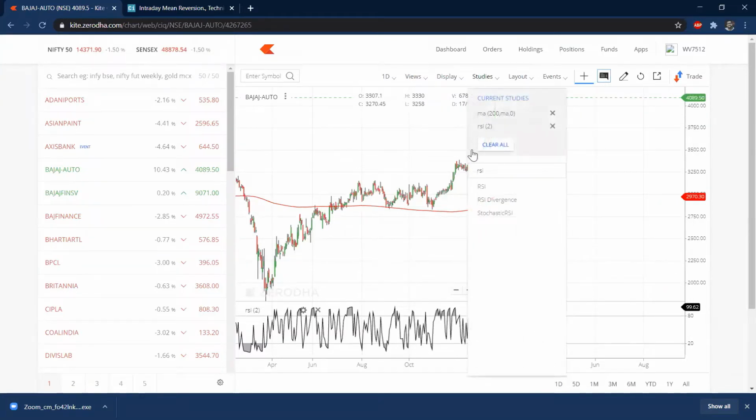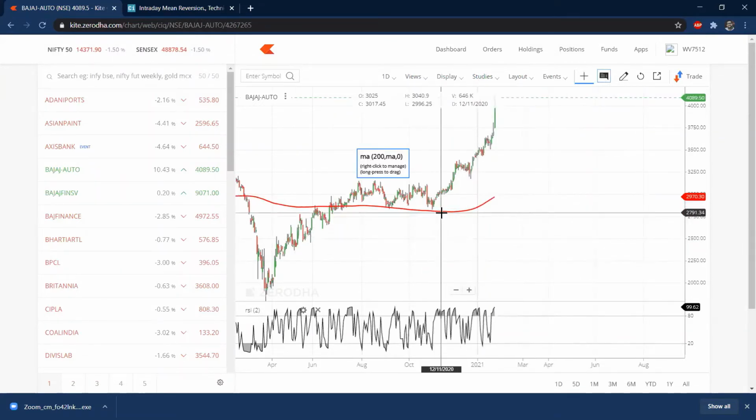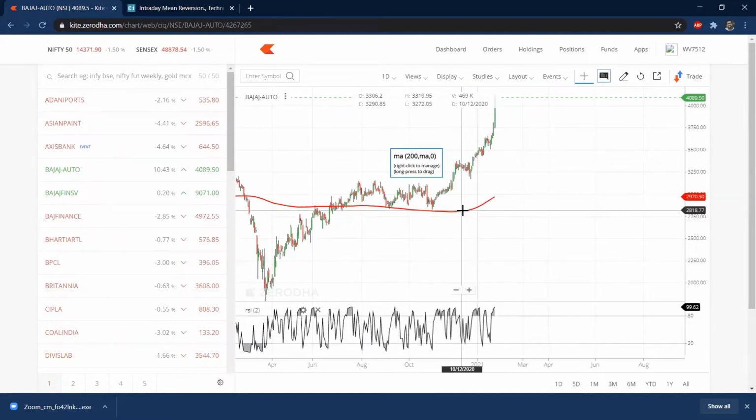In studies, you could see that I did add 2 things, one simple moving average and one RSI. For the simple moving average, you could see the graph over here. I have taken the 200-day simple moving average. What it means is the stock is trading above the 200-day moving average. So the current close price of this stock is above the average of the past 200 days' closing price.